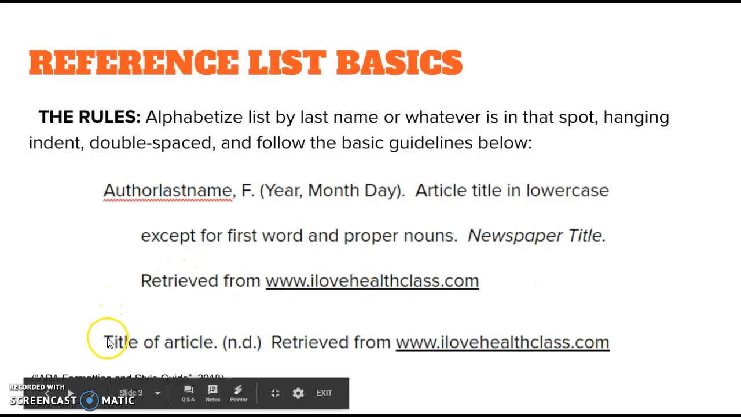And if you don't have a lot of information that's given, sometimes there's no author, you would then slide the title of the article, most likely. There are some circumstances where that would not happen. And then you also sometimes don't have a date available. In that case, you would put ND for where the date would be.